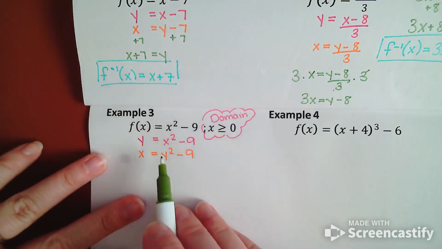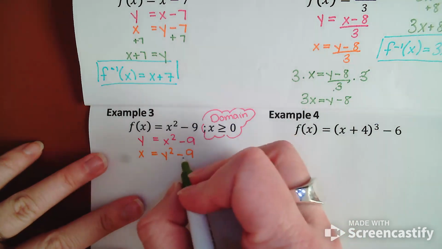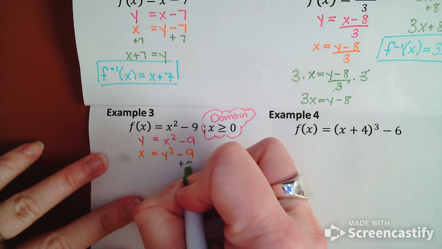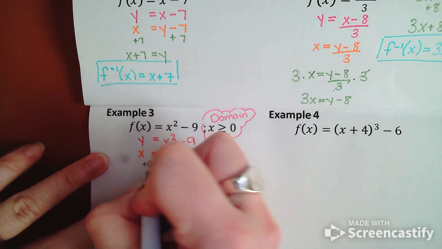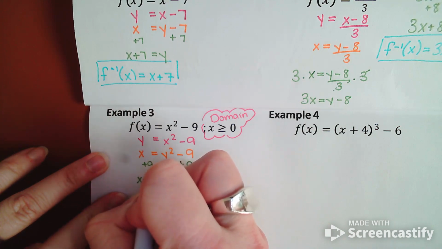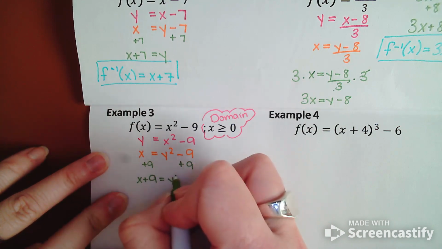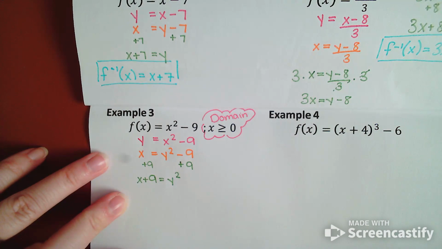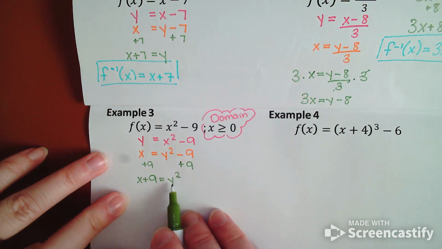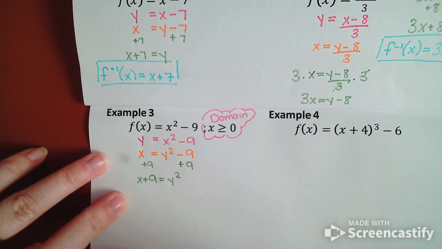What is more simple, to square or to subtract? Well, obviously it is subtracting. So we'll need to add 9 on each side. That gives us x plus 9 equals y squared. Now we need to undo squaring. Well, what's the opposite of squaring?